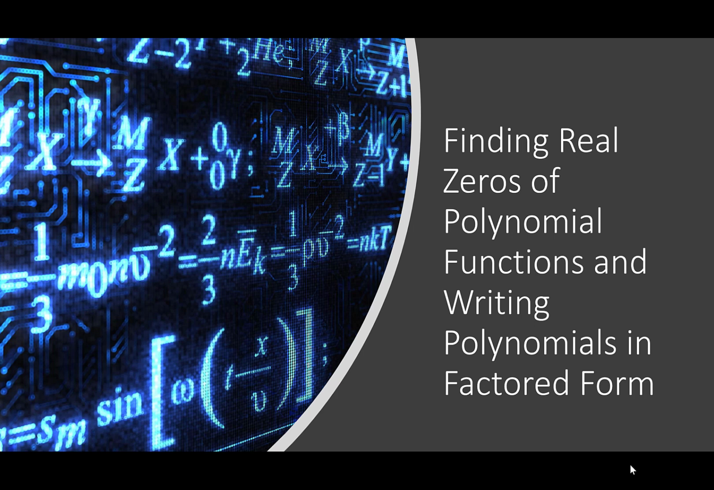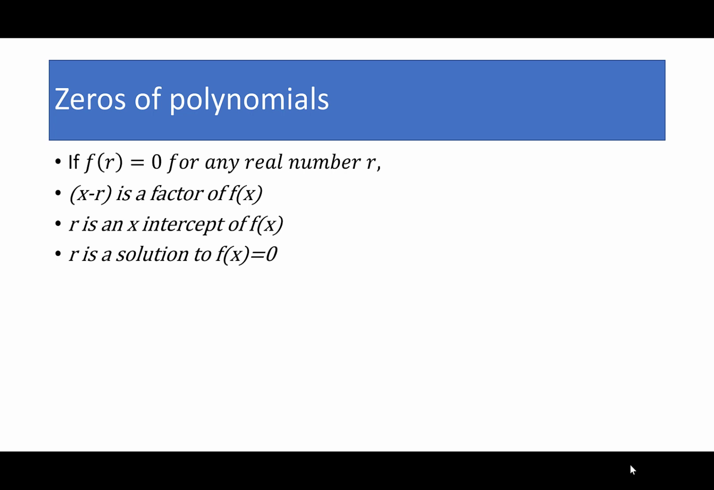Hi everybody, today we're going to look at finding real zeros of polynomial functions and writing polynomial functions in factor form. Let's do a quick recap of what we've learned so far. We've talked about zeros of polynomials, and we found out when f of r is equal to 0 for any real number r, then x minus r is a factor of f of x, r is an x-intercept of f of x, and r is a solution to f of x equals 0.